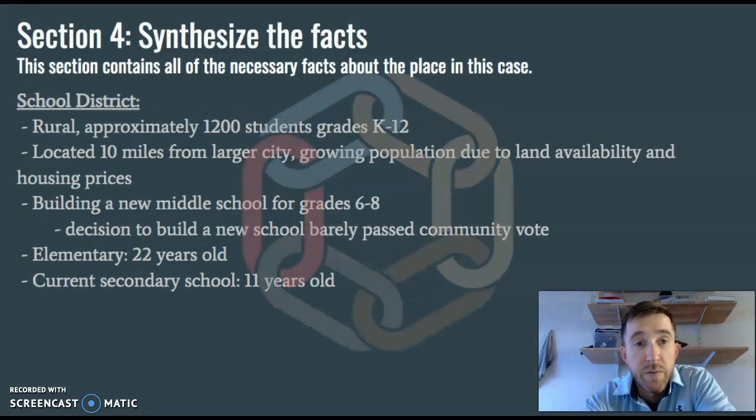And the final part of the fourth section is my synthesis of all the facts about the place. The school district, like I already mentioned, is approximately 1,200 students, grade K through 12. It's about 10 miles away from the nearest largest city. Its growing population is due to the price of land and availability and housing prices. We are building a new middle school for grades 6 through 8, which was a decision that barely passed the community vote. The elementary school is currently 22 years old, and the current secondary school is 11 years old.